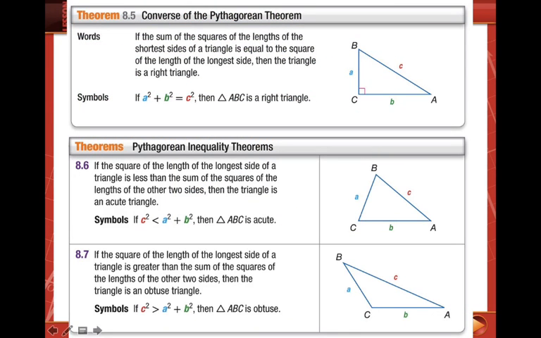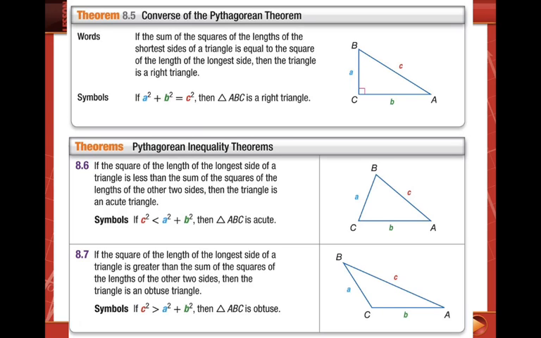The converse of the Pythagorean theorem basically just says the same thing, that if a squared plus b squared is equal to c squared, then triangle ABC is a right triangle. But there are some inequality theorems that go along with that. If c squared is less than a squared plus b squared, then the triangle is acute. And if c squared is greater than a squared plus b squared, then the triangle is obtuse.